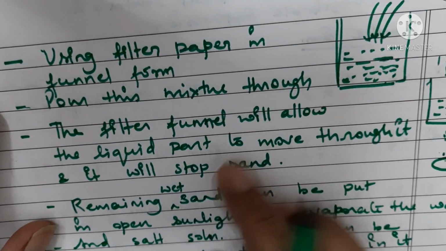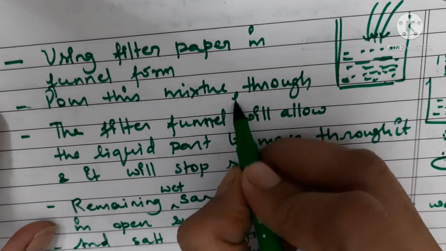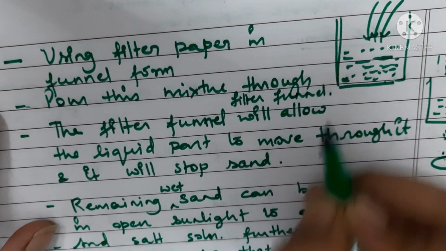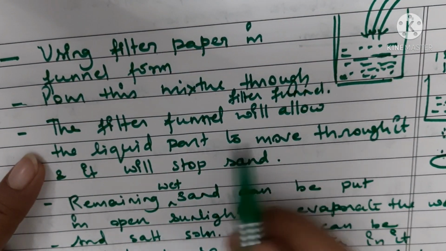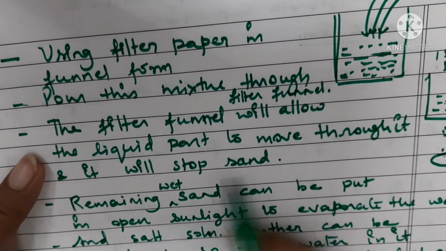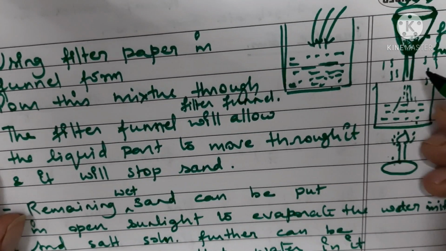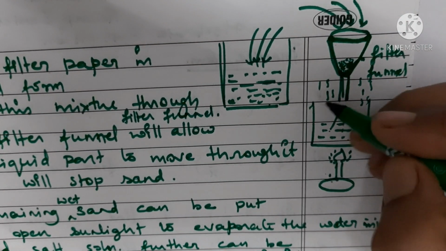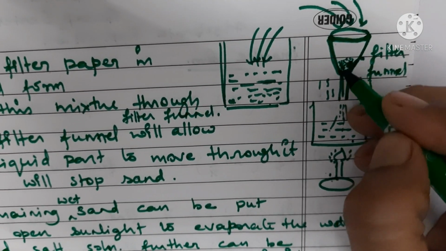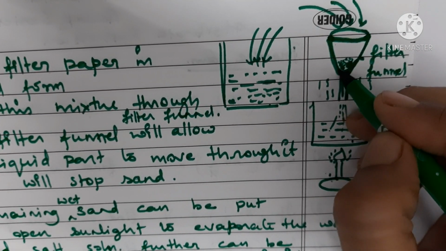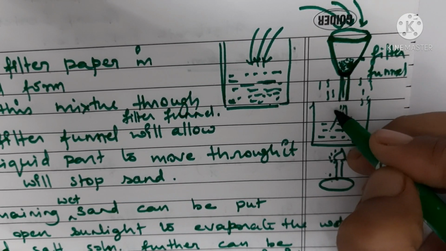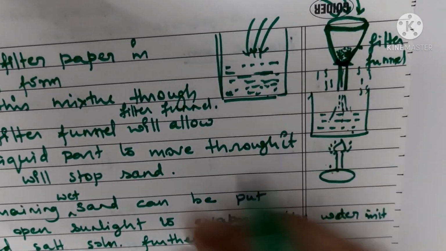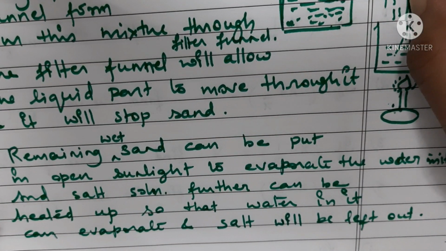Okay, pour this mixture through filter paper or you can say filter funnel, right? Then the filter funnel will allow the liquid part to move through it and it will stop sand. तो इस फिल्टर पेपर से हुआ क्या, the only the liquid part was moved down. Okay, and the sand part, the solid particles of sand were not able to move out of this filter paper and they were separated here only. Okay, then what happened, this sand particles were separated.